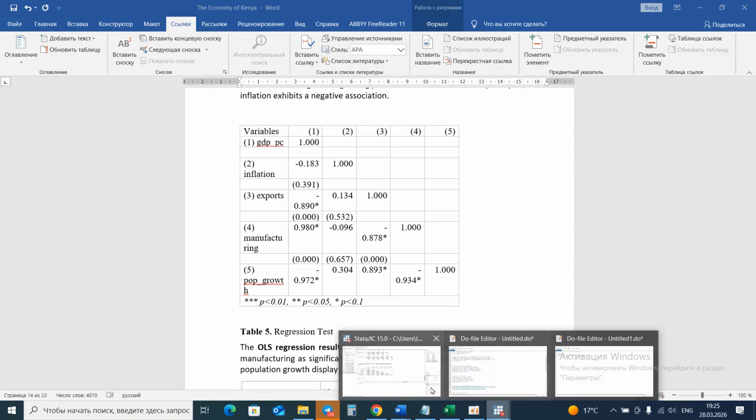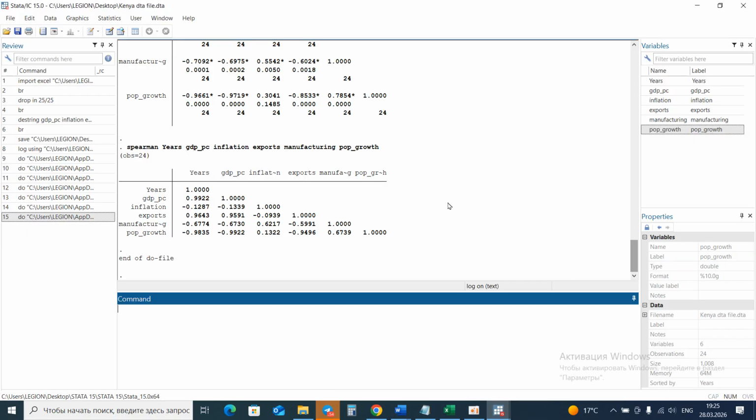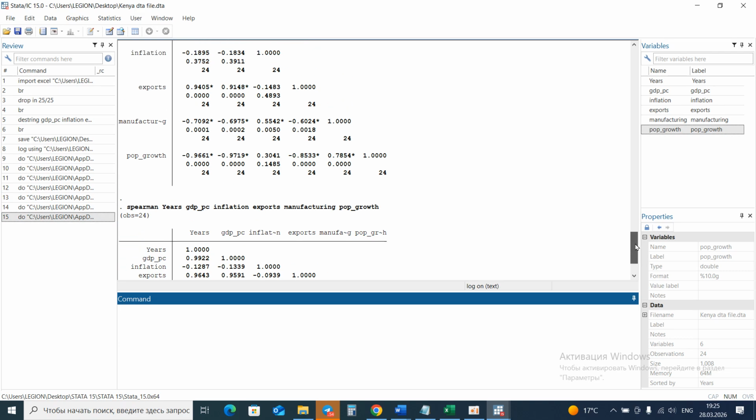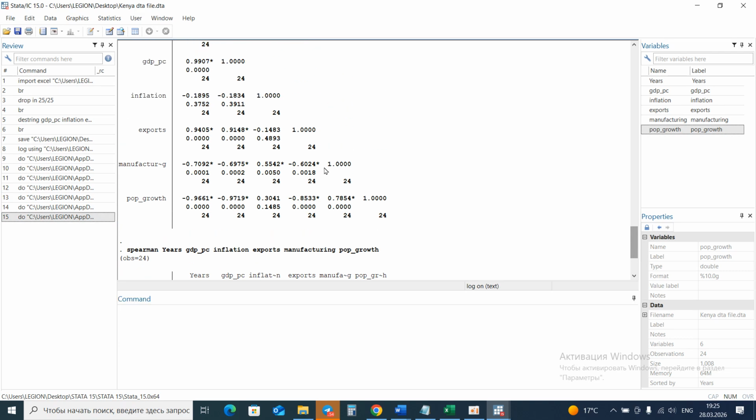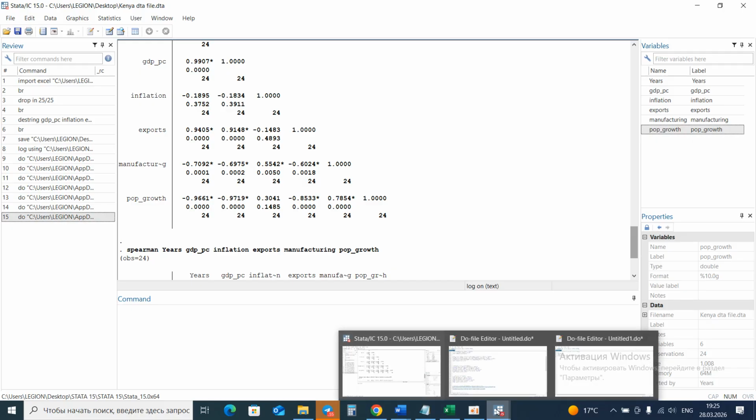By the way, as you can see, we have stars here, and this is the indicator of significance. The more stars we have, the more significant the values become, but in my case we have only one star, so they are just in the first level of significance.